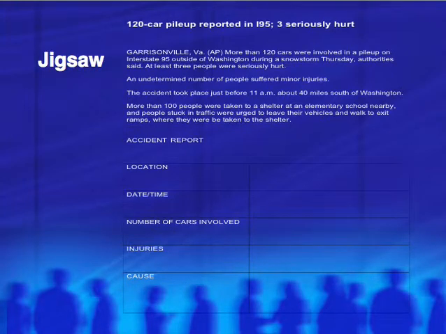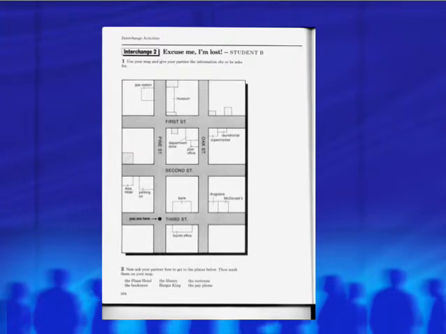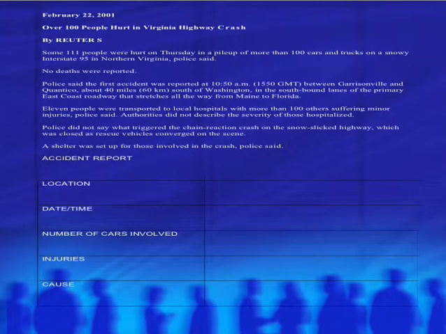And then the student A, student B, let me go the other way, excuse me. Student B has a report by Reuters, and a similar graphic organizer, accident report. And what you'll find is the information in these two reports is slightly different. So that provides a nice information gap for students to do.